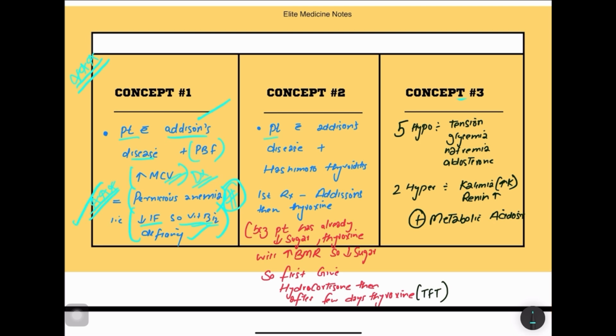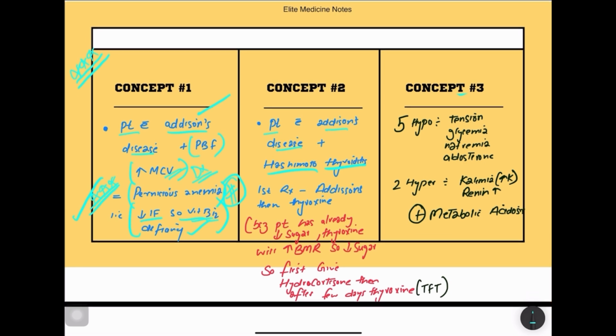Another concept is a patient with Addison's disease who comes to you with clinical features of hypothyroidism or Hashimoto thyroiditis, okay? They will ask you what will you treat first, Addison's disease or hypothyroidism. Please remember, always treat Addison's disease first by giving hydrocortisone, okay? Why? Because if you treat hypothyroidism first and give thyroxine, this thyroxine will increase the BMR. This increased BMR will lead to reduced sugar levels, and you know already in Addison's disease the sugar levels are low, so it will lead to severe hypoglycemia. So please first treat the Addison's disease, then treat the hypothyroidism. So these 2 conditions are autoimmune associations of Addison's disease: one is pernicious anemia, other is Hashimoto thyroiditis.